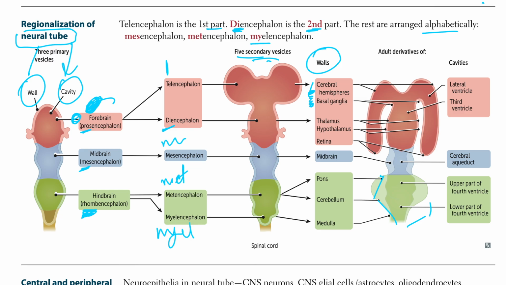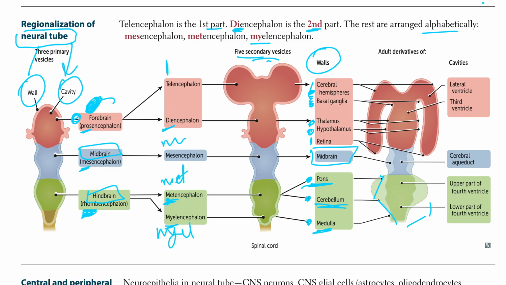Okay, and the diencephalon is going to give rise to thalamus, hypothalamus, and also retina. Mesen, if you look here, it was also midbrain, so it's going to give rise to the midbrain. That's simple. And for the hindbrain, you just have these structures in there. You have the pons, the cerebellum, and the medulla. So the meten and myelin are going to form, well, actually, meten is going to form the pons and cerebellum, and myelin is going to form medulla.